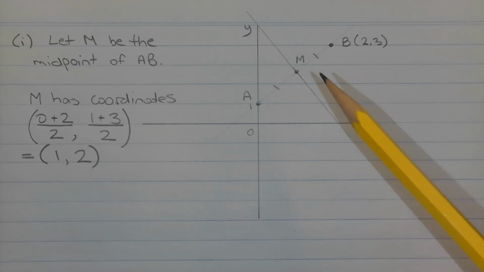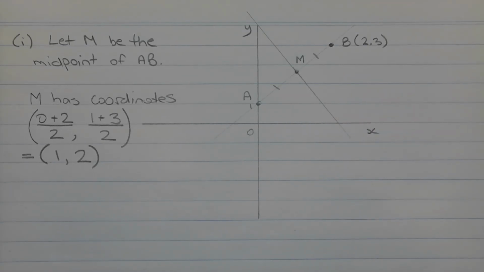to indicate that AM is equal to MB. Now to find the coordinates of the point M, which is the midpoint of AB, we find the average of the x coordinates of A and B, and then the average of the y coordinates of A and B. Now the average of the x coordinates, (0 plus 2) over 2, gives us 1, and the average of the y coordinates, (1 plus 3) over 2, gives us 2. So the midpoint of AB has coordinates (1, 2).